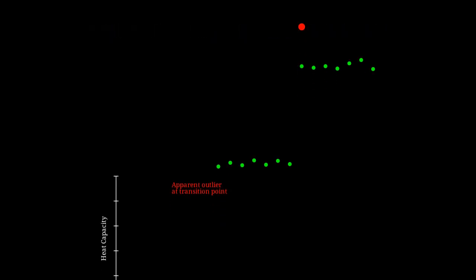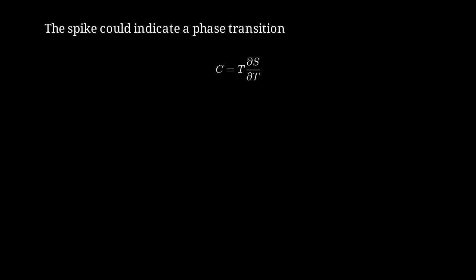That spike is actually extremely important. It could indicate a phase transition, like melting, boiling, or a magnetic transition. The heat capacity diverges at phase transitions. Heat capacity is temperature times the derivative of entropy with respect to temperature. At a phase transition, entropy changes discontinuously, causing heat capacity to spike.